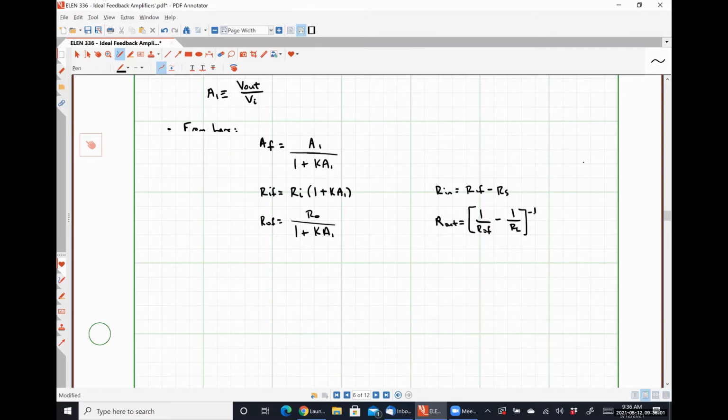Pardon? Like in the RO equation, you have RO in the numerator. So will we see that, or Rout subscripts? I don't understand your question. Yeah, RO is the open loop output resistance. Rout is a closed loop output resistance that does not include the load quantity. So they represent two different things.